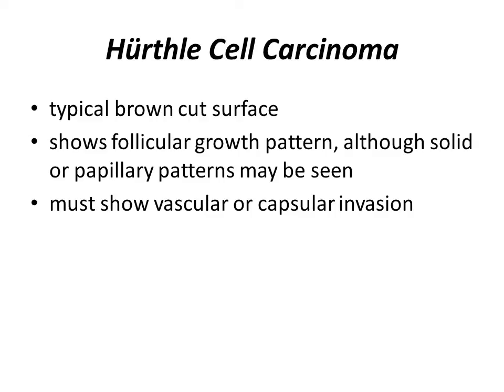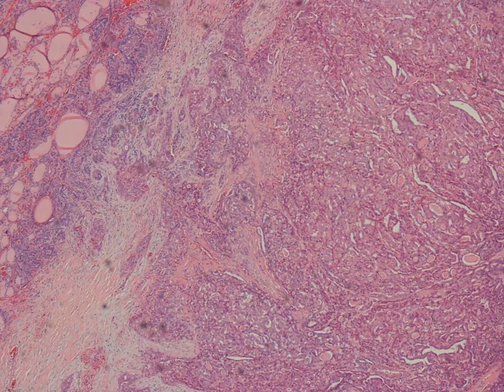Hürthle cell carcinoma is a typical brown tumor on the cut surface. It shows a follicular growth pattern, although solid or papillary patterns can also be seen, and you have to be aware of this presentation to rule out classic papillary thyroid carcinomas or any of its variants. It must show either vascular or capsular invasion to be considered malignant. This is an example of Hürthle cell carcinoma. You see the follicular arrangement with extension into the capsule, which is very fibrotic and firm.